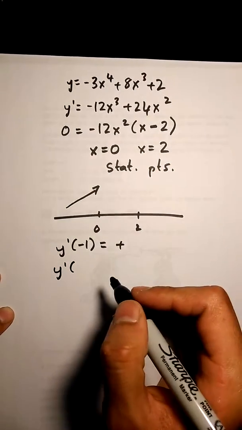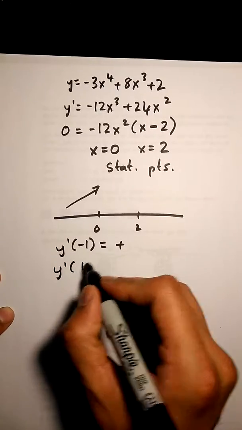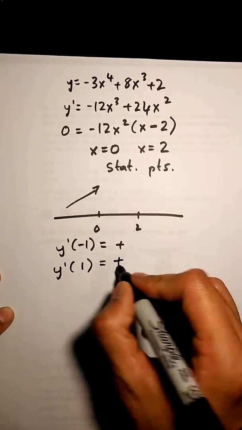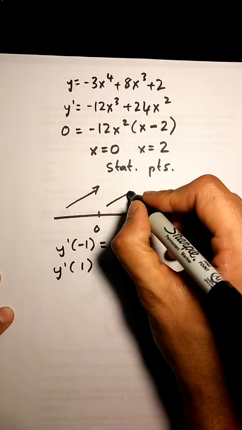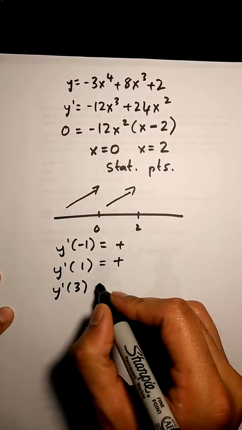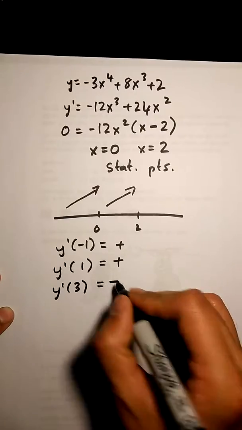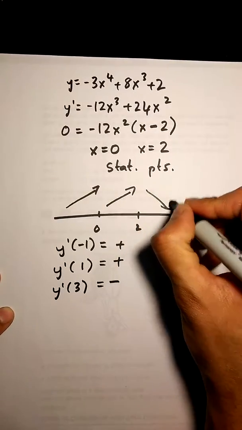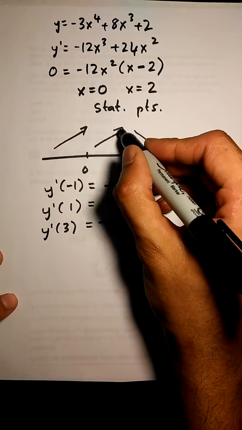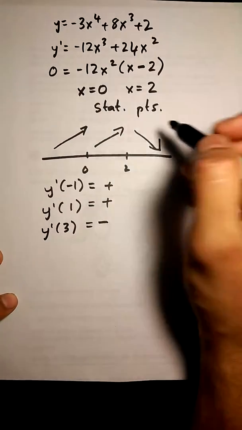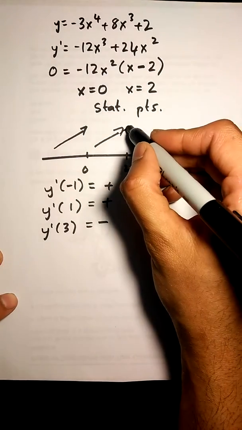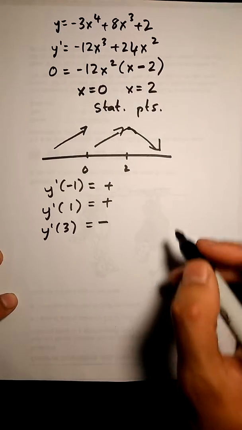Do y prime of 1, which is also positive and increasing. I'll do y prime of 3, which is negative, makes it decreasing. Okay, so from this point here, we know that at 0 is going to be a stationary inflection point, and over here we have a maximum. So we connect these two lines, we can see this point at 2 is always going to be a max.